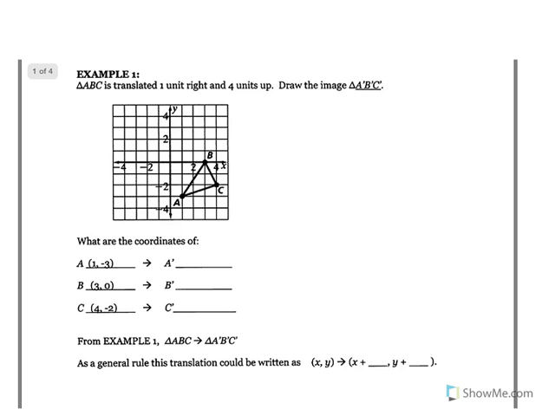Okay, in example 1, triangle ABC is translated 1 unit right and 4 units up. So it asks you to draw the image triangle A prime, B prime, C prime. So you're going to look at these coordinates and you're going to go 1 unit right and 4 units up for each of these. So if you started with A right now is at 1, -3. And to translate it, you are going to count 1 unit right. So you'd go over right and then 4 units up. So 1, 2, 3, 4.